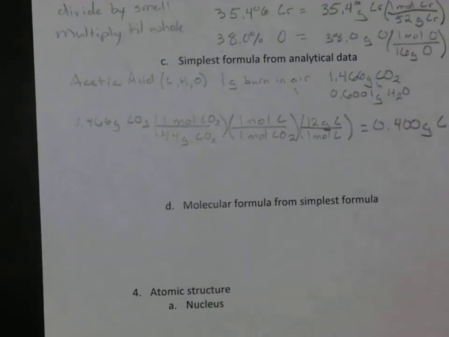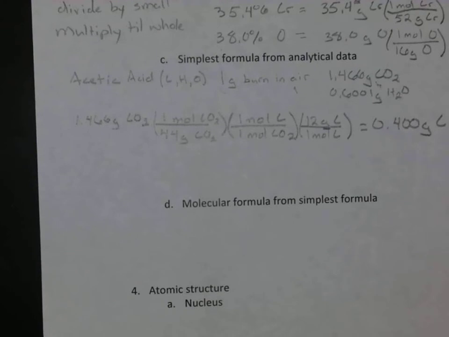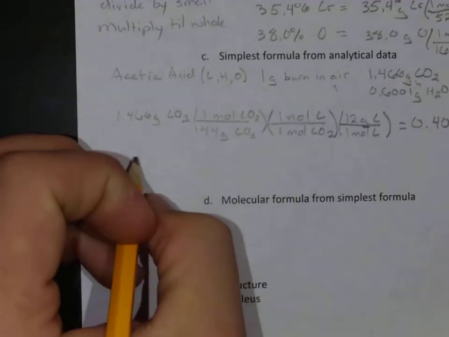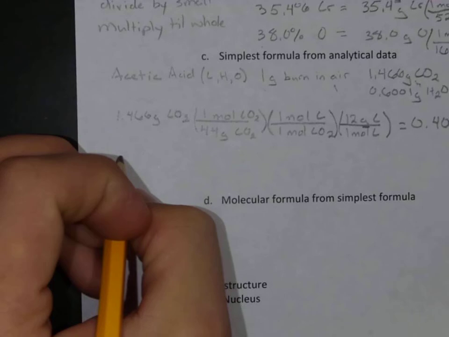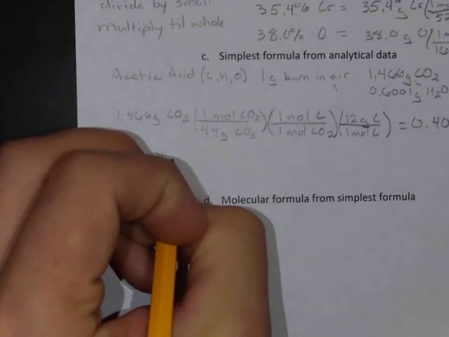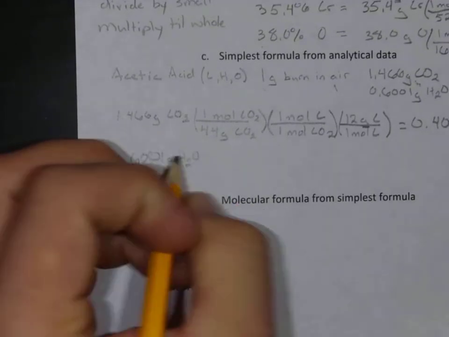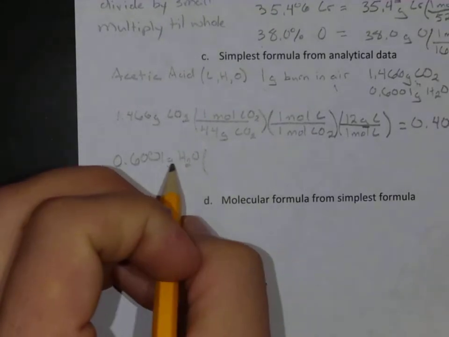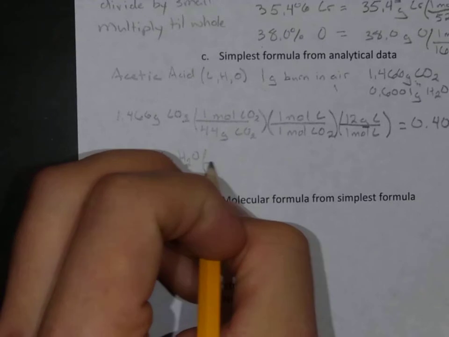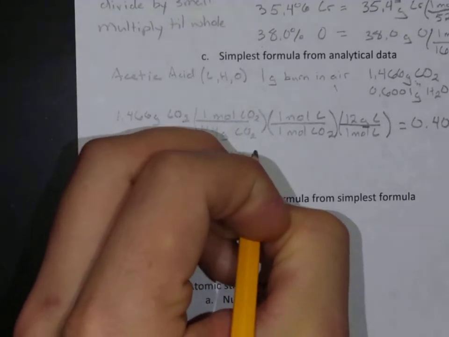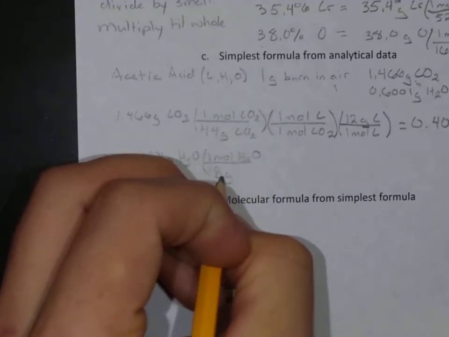Okay? Oh, can't quite see it. There we go. So now we're going to come back here. Now I can take my 0.6001 grams of H2O, and we're going to figure out how much hydrogen I started with. I can't convert grams directly to grams. I've got to go to moles. So 1 mole of H2O is 18 grams.